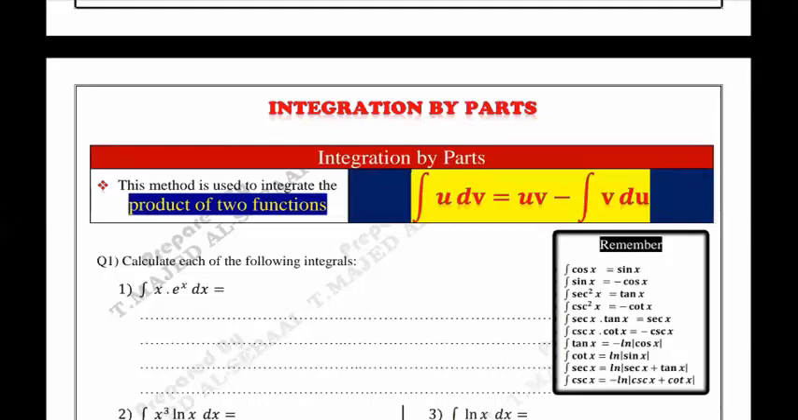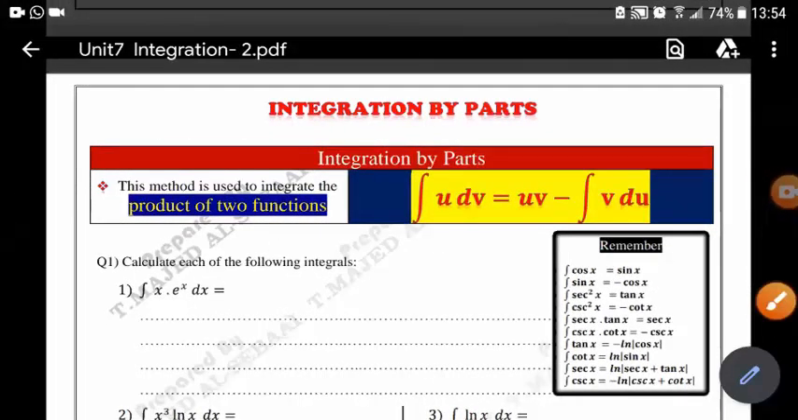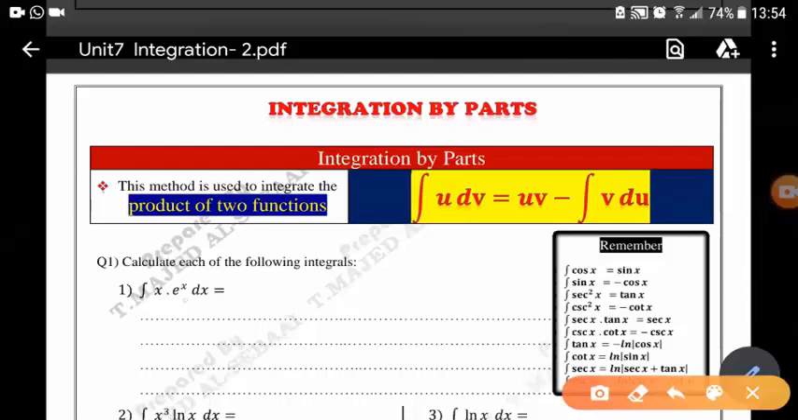Integration by parts. As you can see here, this method is used to integrate the product of two functions. See, for example, the first one. If I want to integrate something like this, x is a function. The x itself is a function, and e^x is another function.